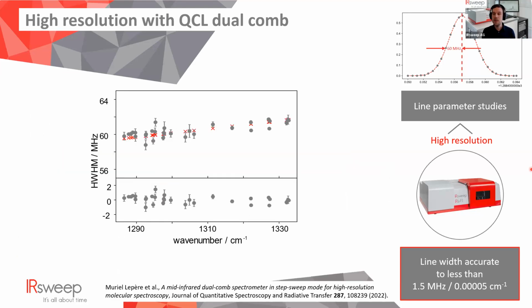We can also analyze the width of these features, which have a very well-known width. Because this is a low pressure sample, it is Doppler limited, so we know the theoretical width very well. And if we do that, we find an agreement to within about 5 times 10 to the minus 5 inverse centimeters.